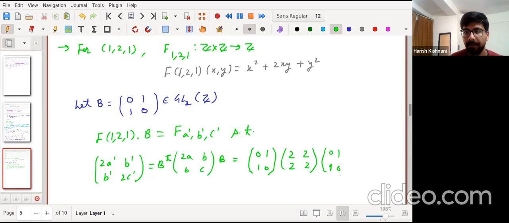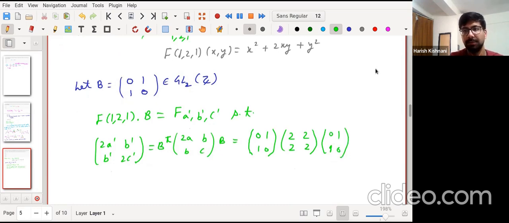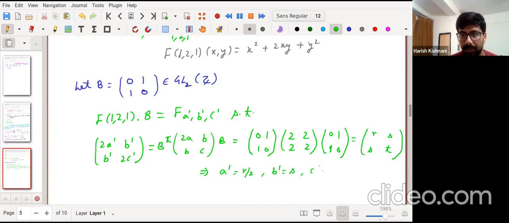So whatever you get after this multiplication, you will get a matrix. Let's say it is something like R S S T. First of all it has to be of this form. So that will give you the choice of A dash. A dash will be R by 2, B dash is simply S, and C dash is T by 2. I'm not good at doing the multiplication, that's up to you.